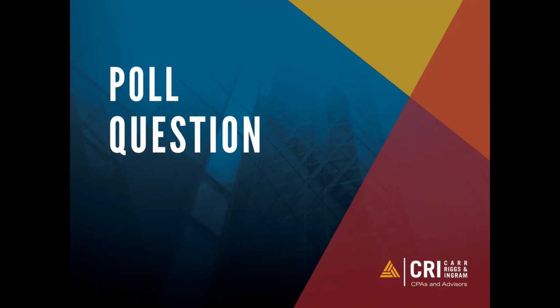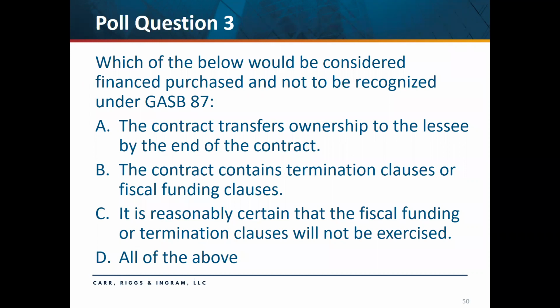So polling question 3 reads, which of the below would be considered finance purchased and not be recognized under GASB 87? Is it A, the contract transfers ownership to the lessee by the end of the contract? B, the contract contains termination clauses or fiscal funding clauses? Is it C, it is reasonably certain that the fiscal funding or termination clauses will not be exercised? Or D, all of the above? So with that, again, I'll leave it on the screen and let you proceed with the next couple of slides.